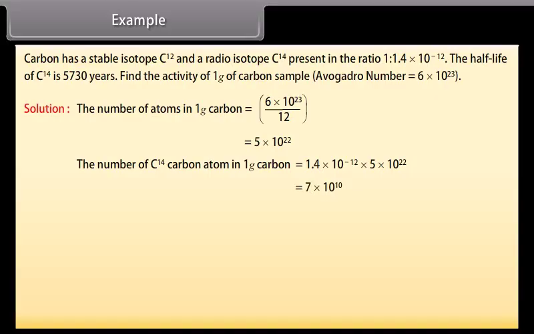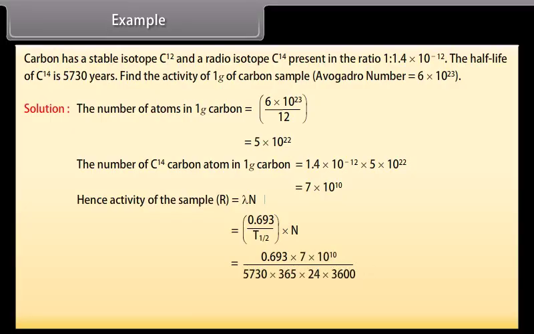Hence, the activity of the sample R is equal to λN, which is equal to 0.693 / T½ × N, which is equal to 0.693 × 7 × 10^10 / (5,730 × 365 × 24 × 3,600), which is equal to 0.26 per second per gram. Approximately 16 per minute per gram.